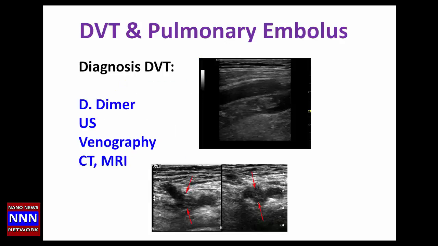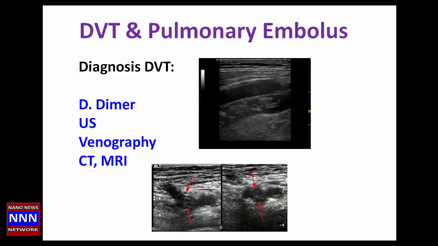Next question is, how do we diagnose DVT or pulmonary embolus? The most commonly done blood test is D-dimer, which is generally elevated in patients with deep venous thrombosis, or especially in patients with pulmonary embolus.